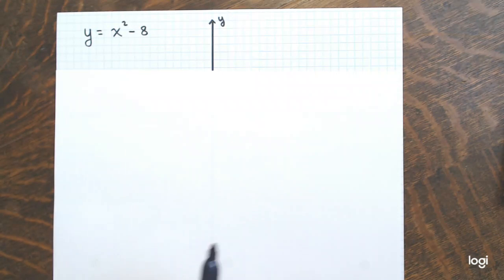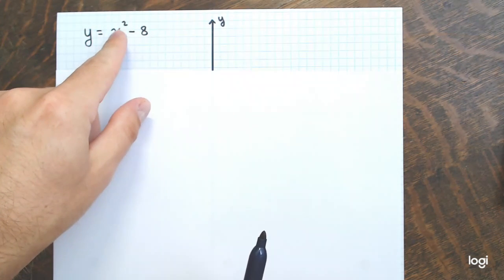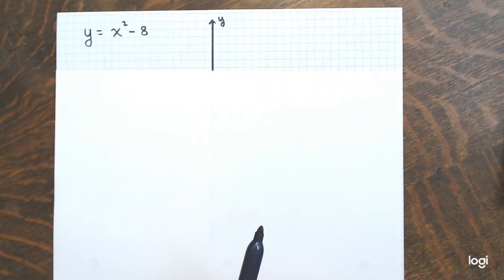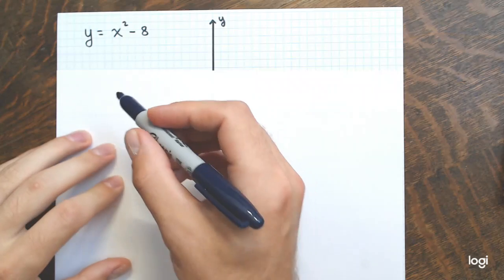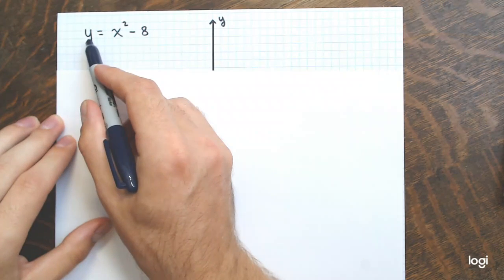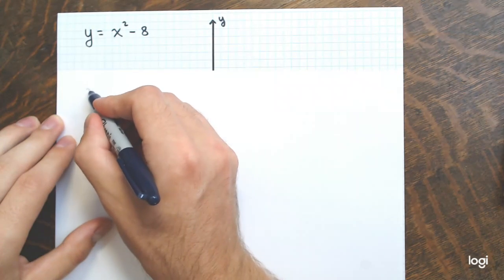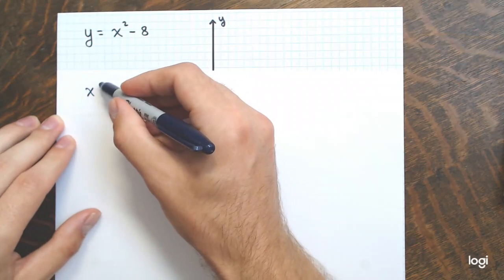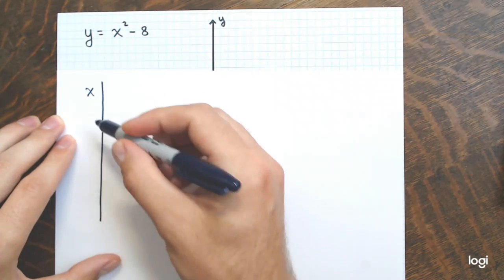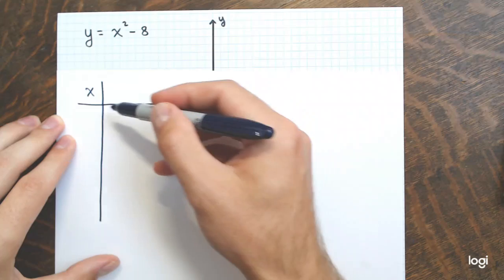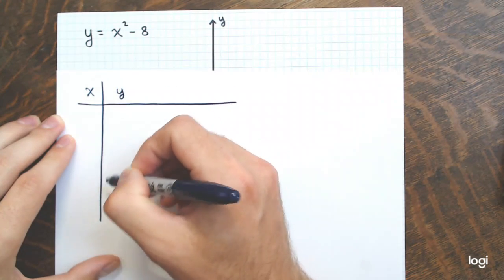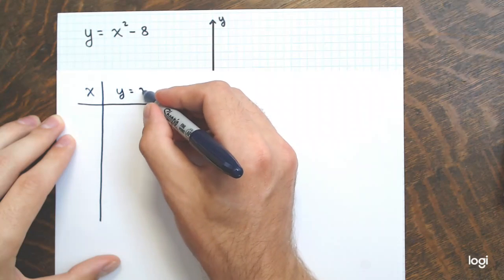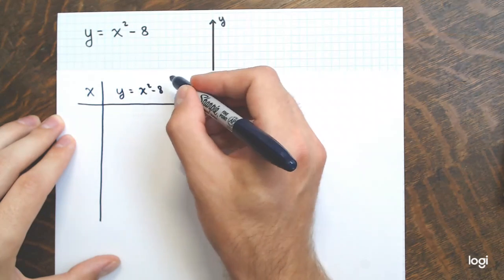Alright, so here's y equals x squared, right? Notice the higher power on x here, so this is not going to be a line. Y equals x squared minus 8. So solve for y, so I think it would be easier to choose values for x. Again, I'll make a little table: values of x, and then this is the y column. And I'll also put in the equation of how we're calculating that value of y.